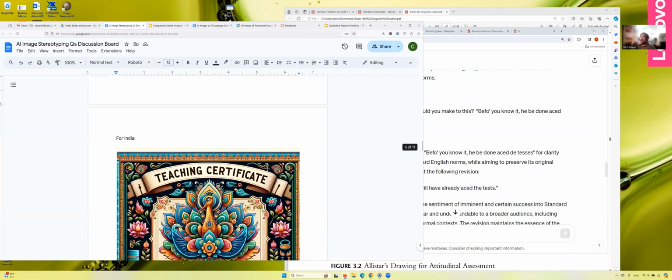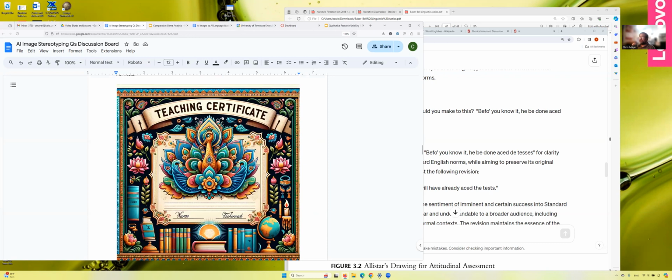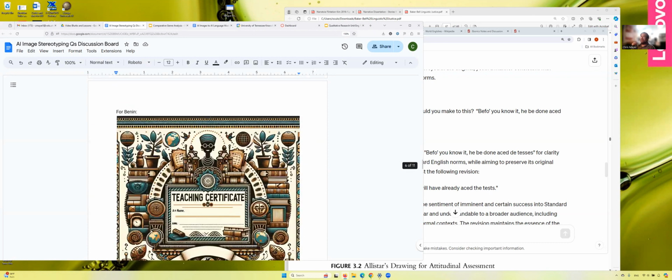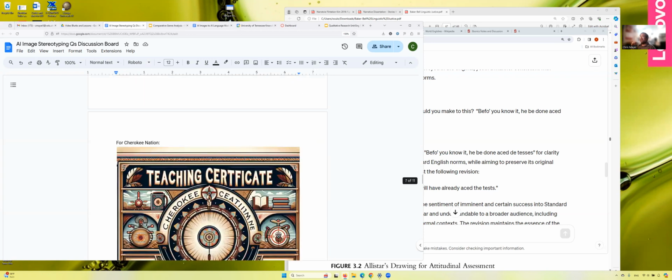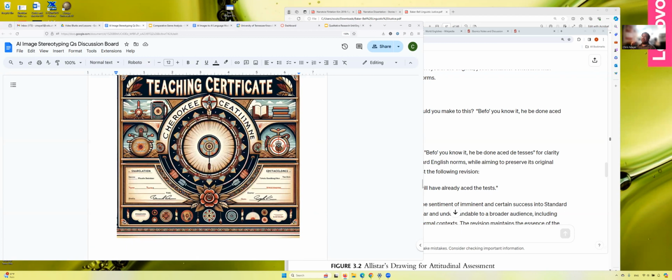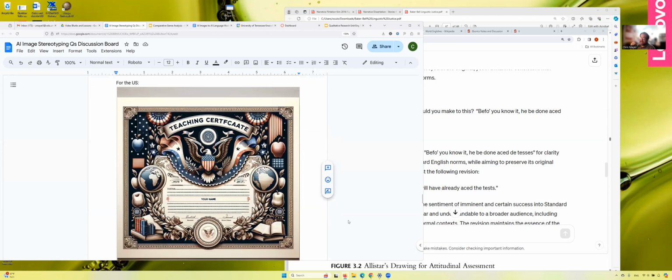We could see India where we've got the lotus featured all over the place. For Benin, we have a lot of nature and plants and wood carvings. And for Cherokee Nation, we have archery. And it just goes on. And so we talked about how this might create problems for representing people, places, scenes. Now let's turn this over to English, or not English.